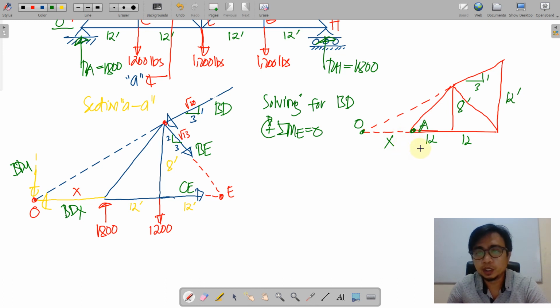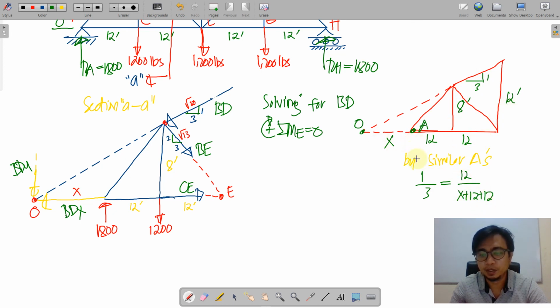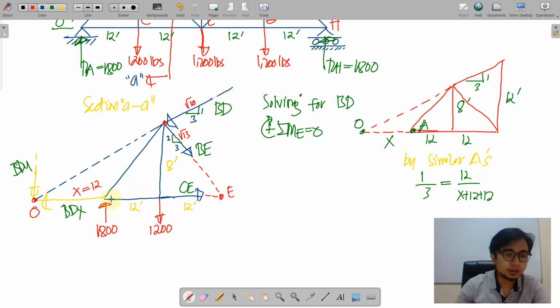So if you want, you can just use similar triangles. By similar triangles, we can say 1 vertical and 3 horizontal for that small triangle. This is equal to 12 vertical and x plus 12 plus 12 for this base of the triangle. So just the same, we will arrive wherein O to A, or x, will be equal to 12. So we're going to place it here, 12.